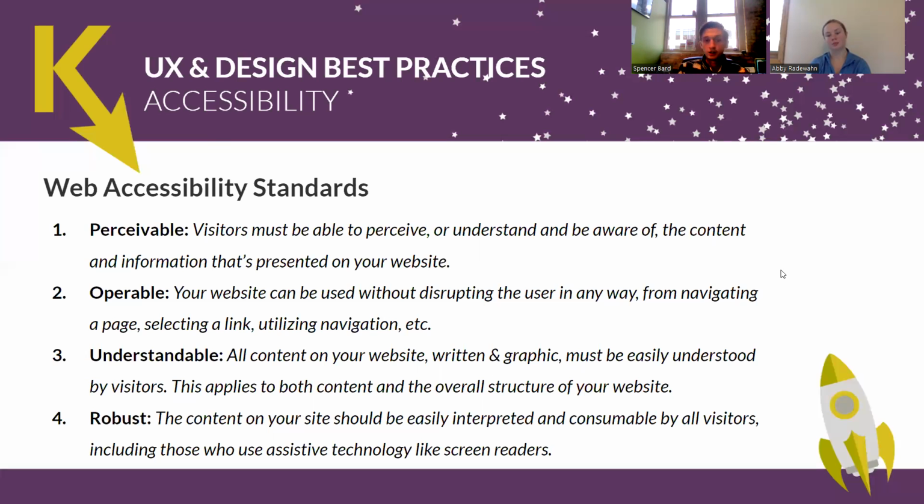Understandable. All content on your website, whether it's written or graphic, has got to be understandable by visitors. So this applies both to the content on your website and the overall structure, so being able to navigate, and so on and so forth. This will get into alt text on images, making sure you've got other ways to digest the content. Then robust, which pretty much means that your website's got to be highly technical so that it can be accessible for people who use assistive technology, for instance, screen readers.